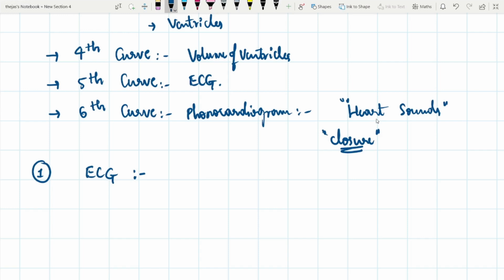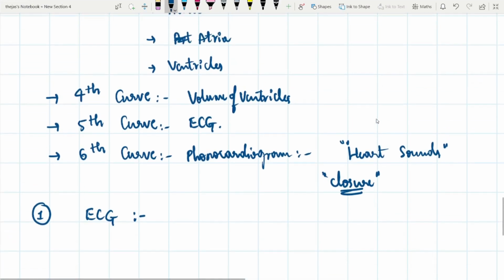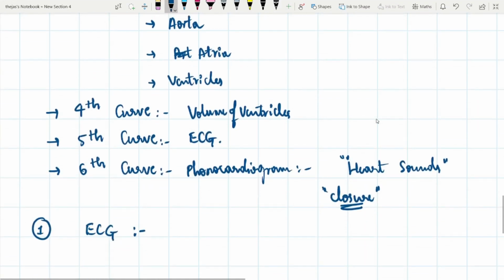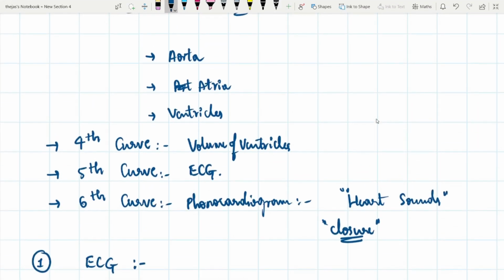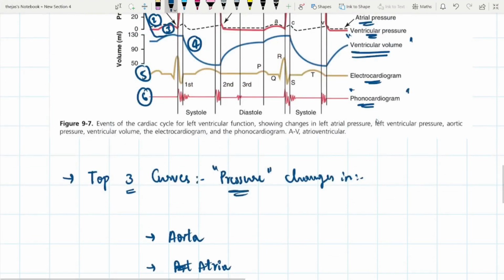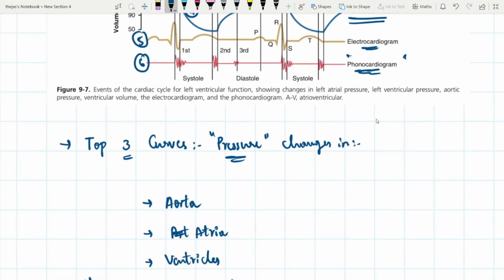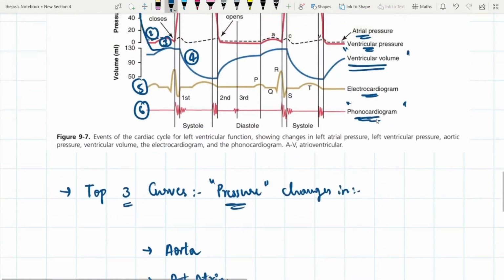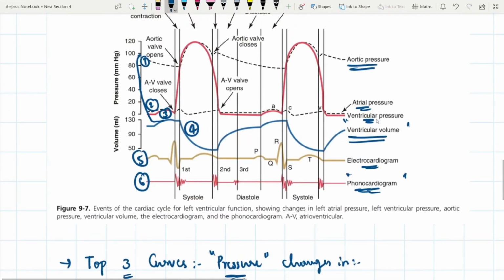Which are the heart valves? The two atrioventricular valves, the tricuspid and bicuspid valves, and the semilunar valves. The closure of these valves leads to the production of heart sounds. That is recorded by the phonocardiogram, which is represented by the sixth curve in this diagram. This is a broad overview, and now let me discuss each curve separately.